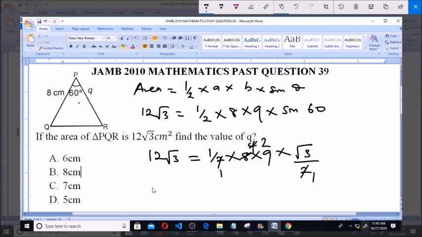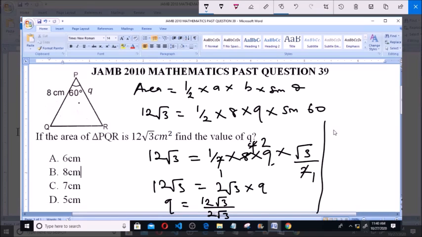So we can simply say 12 root 3 is equals to 2 root 3 multiplied by Q. Now from here we can say that Q is equals to 12 root 3 all over 2 root 3. Now from here we can say that Q is equals to, 2 into 12 will give us 6, that's 6 root 3 all over root 3.